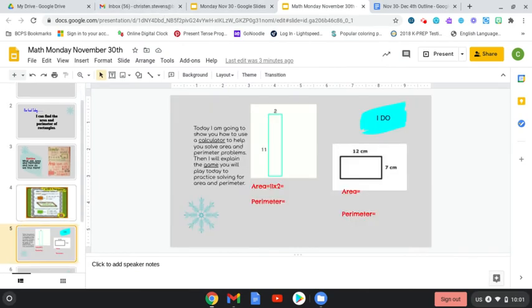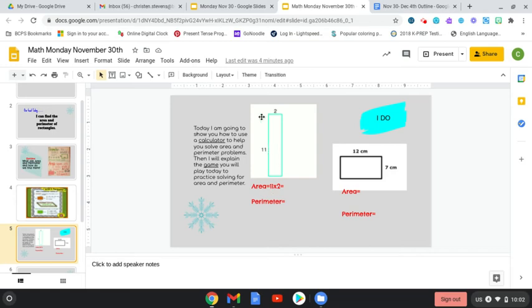So let's take a look at what we're going to do today. You're going to do a couple of different things. You are going to do an exit ticket later, an activity in Google Classroom, but I'm also going to show you a game that you're going to play to kind of practice this skill. So it's going to ask me here to find the area and the perimeter of each of those shapes. So if I know that area is length times width and perimeter is me adding all the sides together, okay?